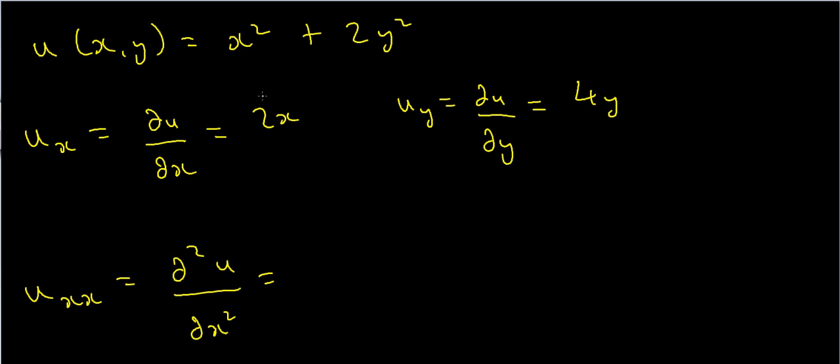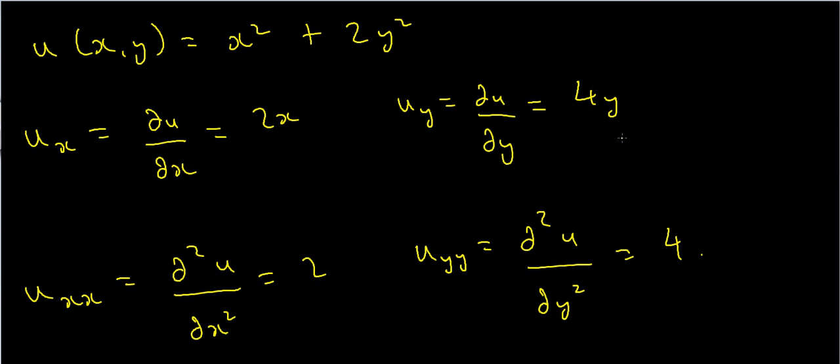Well, I know that the derivative of u with respect to x is 2x, so if I again take the partial with respect to x, I just get 2, because the partial of this thing with respect to x is just 2. Likewise, I can also do the same thing here. I can take the second partial of u with respect to y, again, that's the partial derivative of u with respect to y twice, which is just 4. Right, because the derivative of 4y is just 4. Let's look at another example.